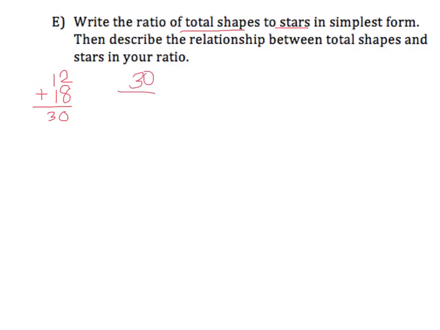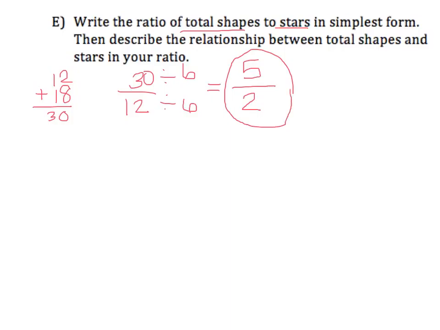So we're going to have 30 over number of stars. Remember, stars was 12. So 30 over 12 is our ratio. Let's go ahead and put it in simplest form. So again, we're going to divide the top and the bottom by the same number. What's the biggest number that you can think of that goes into 30 and 12? Well, that would be 6. 30 divided by 6 would be 5. 12 divided by 6 would be 2. So that simplified ratio of total shapes to stars is 5 to 2.